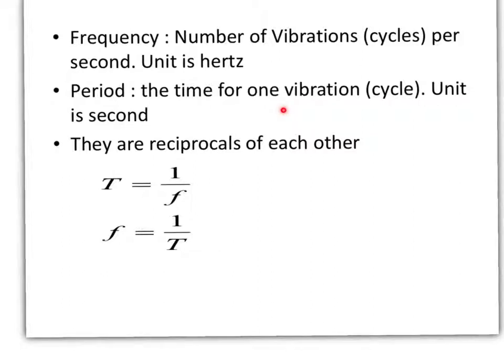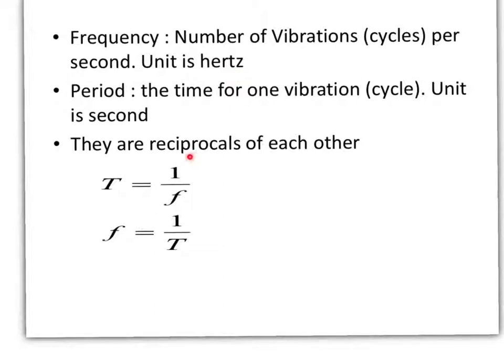The frequency, on the other hand, is the number of vibrations or the number of waves per second, and the unit there is hertz. So sometimes you'll hear frequency in cycles per second, or waves per second, or just hertz. AM radio waves have frequencies in the kilohertz range. FM radio waves are in the megahertz range.